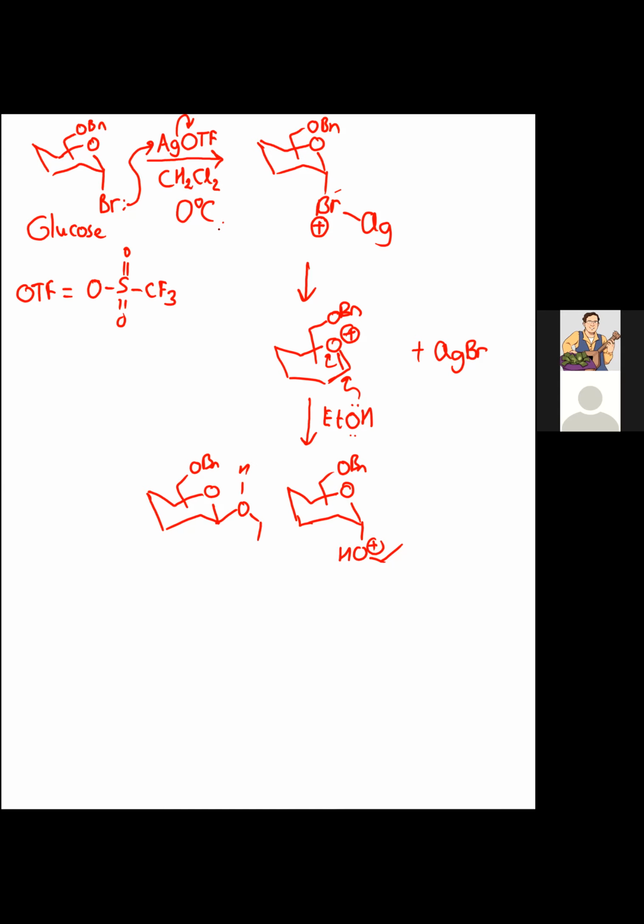We look at whether we have anchimeric assistance. We don't. We have benzyl groups everywhere. We don't have an ester at C2. So we don't have anchimeric assistance. Our solvent is neutral. We're using dichloromethane. We don't have an ether solvent. We don't have the acetonitrile solvent. We have a neutral non-participating solvent.